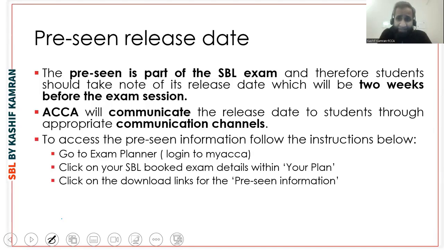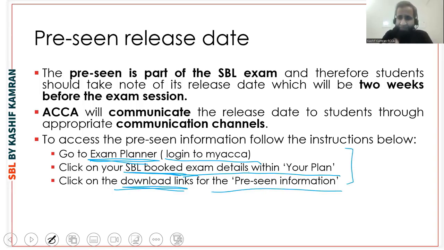To access the pre-seen as a student, go to the exam planner where you book the exam. Go to the exam planner where you must have booked the SBL exam. Log into MyACCA, go to your exam planner, click on SBL booked within your plan. Click on that. Click on download links for the pre-seen information. Please see this very carefully as a student. Log into MyACCA, go to the exam planner, click on SBL booked within your plan and click on download, and you will see the pre-seen information. Is that clear to all of you?